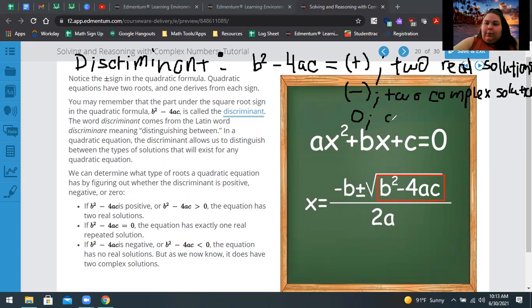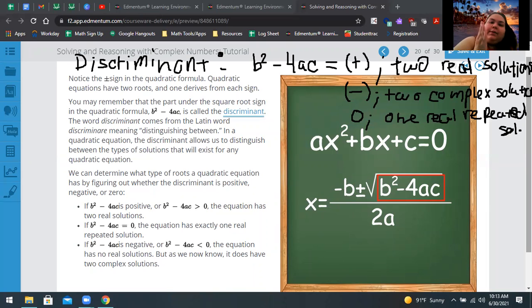And that means only one real repeated solution. If it's equal to 0, it's exactly one real repeated solution. I just had to abbreviate there. So you can take your notes right there at the bottom left corner, which they have in sentences. I kind of just like it when it's more condensed.